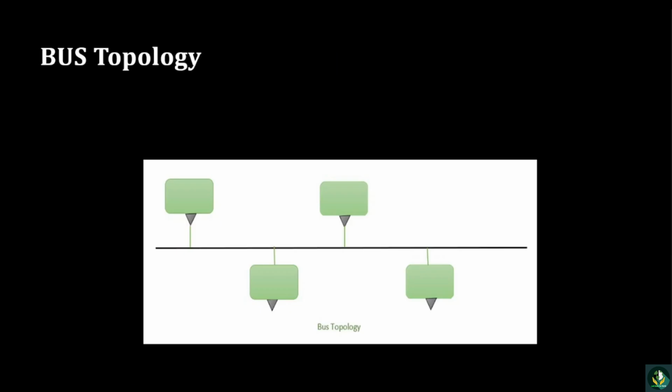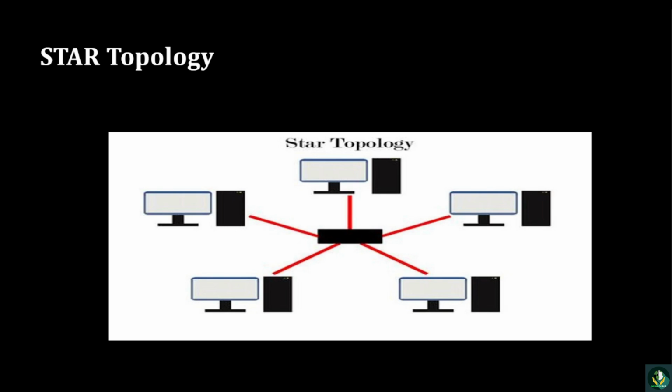So first we have bus topology. In this, we can see there is a single communication line shared by devices, like all the cars on one road, and a device can talk on this line. Then we have a star topology. In this star topology, you can see there is a central hub. So devices connect to a central hub.